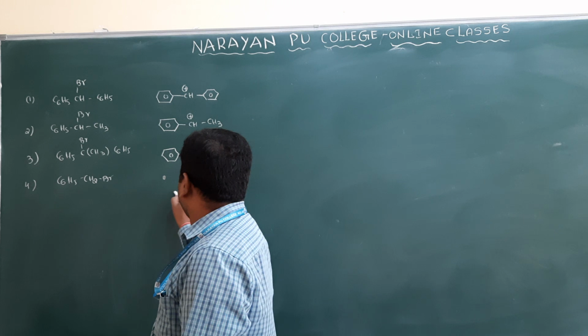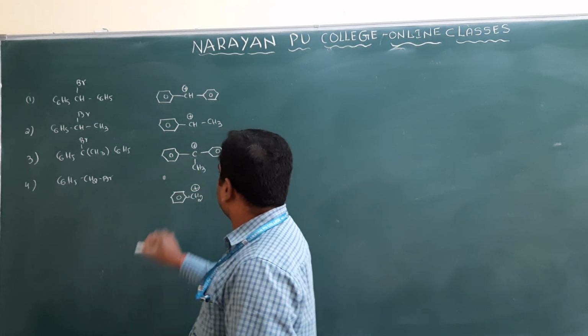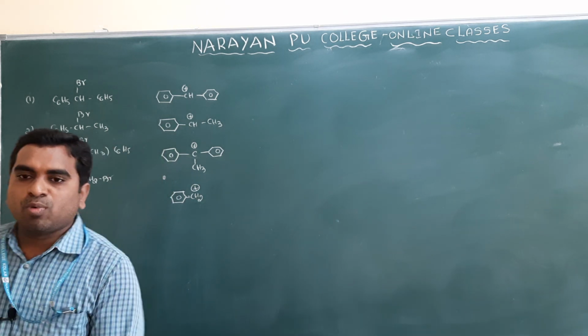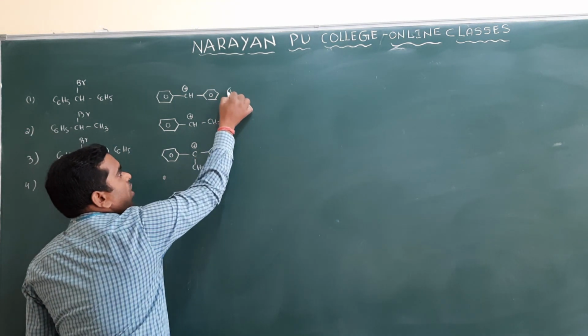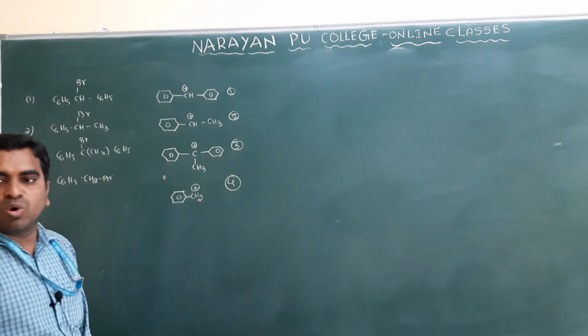Clear? Last one is there will be only 1 ring, that is CH2 plus. Clear? So what is the stability here? Which carbocation? Suppose I write this is 1, this is 2 and 3, 4. Which carbocation is most stable?